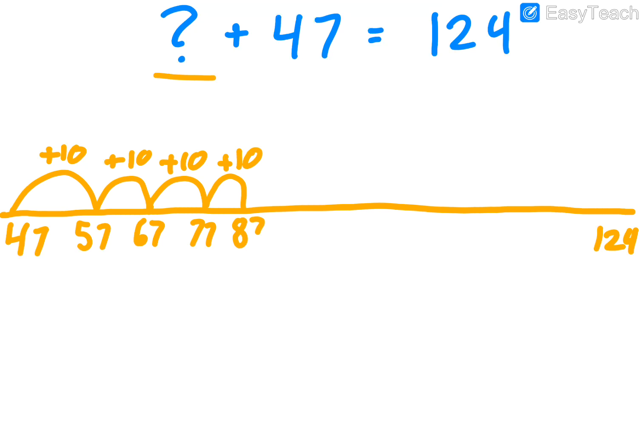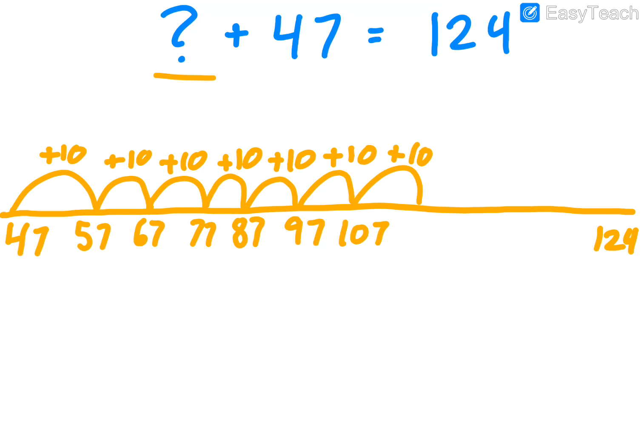plus 10, plus 10, plus 10, plus 10. Now wait a second. If I add 10 more to 117, this is going to get me to 127. But that's going to be a little bit too high for the number that I'm looking for.